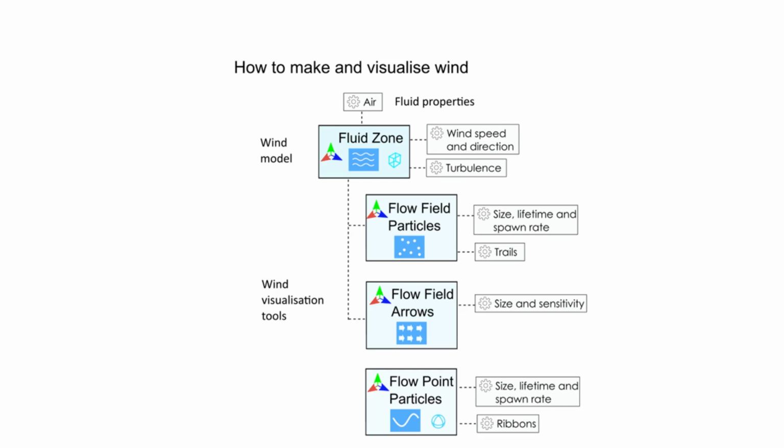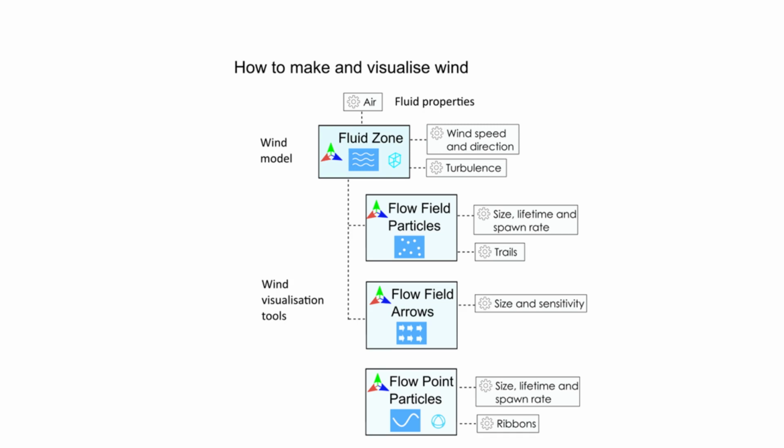Okay, so that brings us to the end of this Welcome to Wind tutorial, and I guess the key learning points here are that to create wind in aerodynamic objects, you use a fluid zone object, and that is your wind model. So that's your mathematical model of the wind, and then in that model you can change wind speed and direction, and you can change turbulence. But as we saw at the beginning, you can't see wind, so you need visualization tools to be able to understand what the wind is doing. So we've seen 3 different visualization tools.